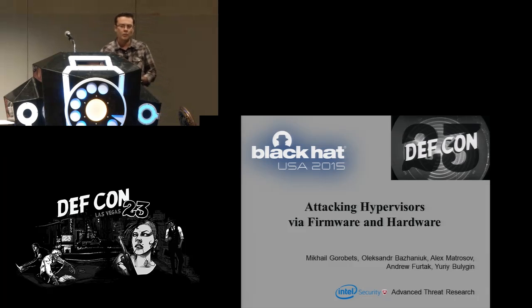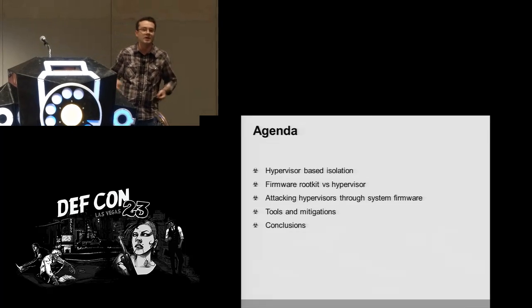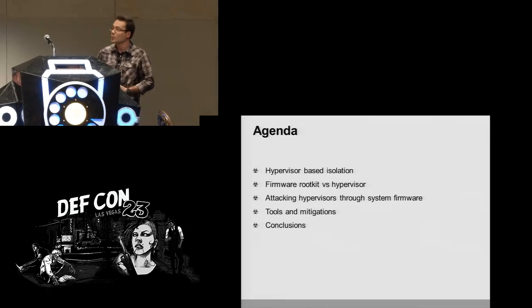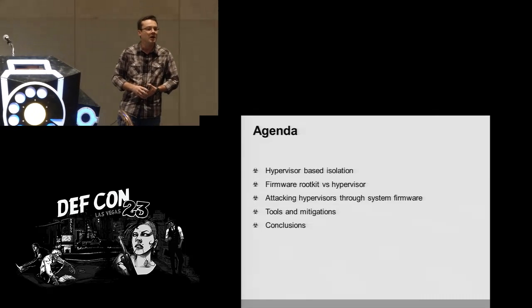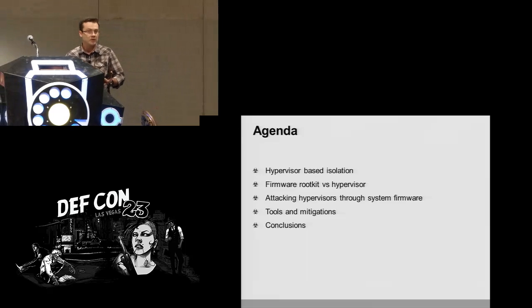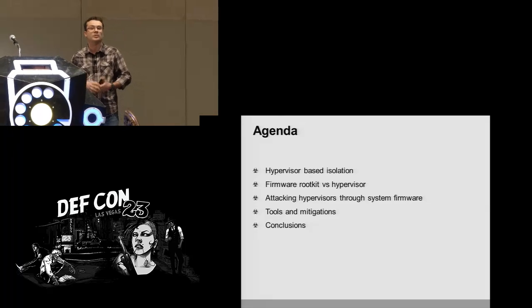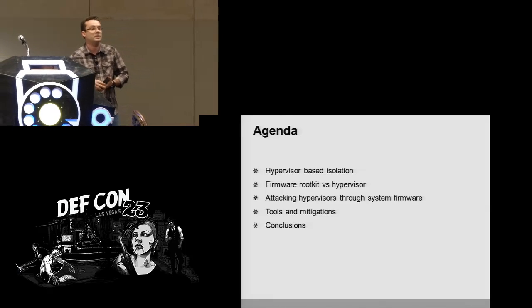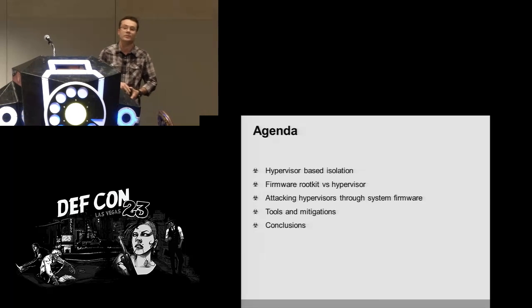So this is the agenda. We'll talk briefly about hypervisor-based isolation, what protections those provide against malicious software, malicious devices, and so on, or compromised devices. We'll talk about this nasty thing that we call a firmware rootkit and how hypervisors are good at protecting against firmware rootkits. We'll also talk about how that rootkit could be installed, as well as the vulnerabilities that we use to install the firmware rootkit or to compromise the hypervisor from within the virtual machines. And we'll conclude with some of the mitigations available, with tools that we'll be releasing soon, open source.